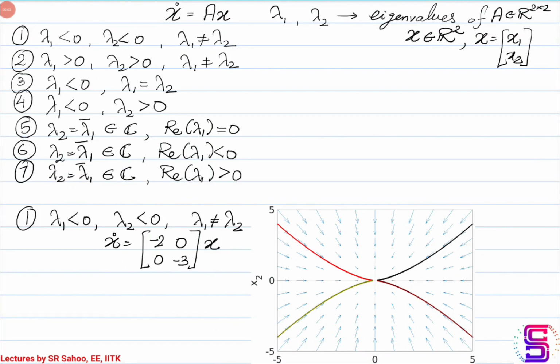So in this lecture, we'll discuss vector fields for two-dimensional systems. First, we'll start with linear time invariant systems, and then we'll go into nonlinear autonomous systems and see some examples there. Now, why are we seeing this linear system as an example first?